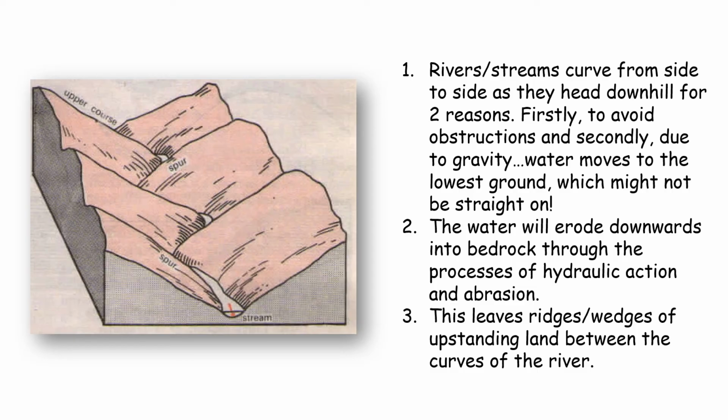The water will erode downwards into bedrock through the processes of hydraulic action and abrasion, and finally, this leaves ridges or wedges of upstanding land between the curves of the river, known as interlocking spurs.